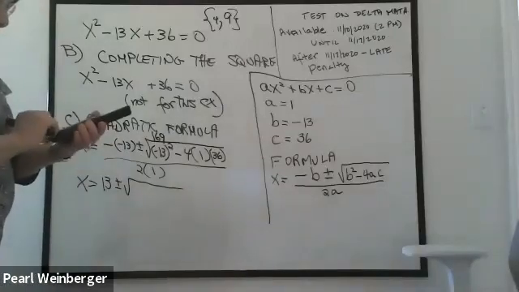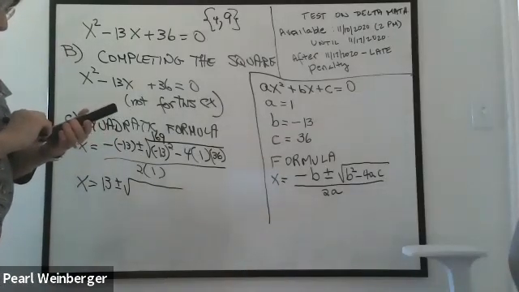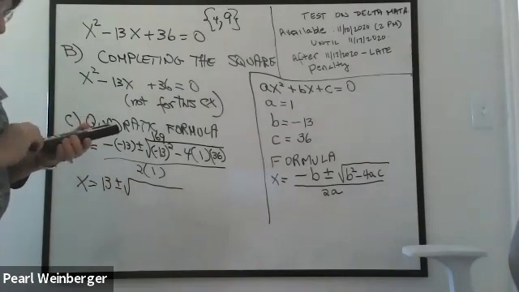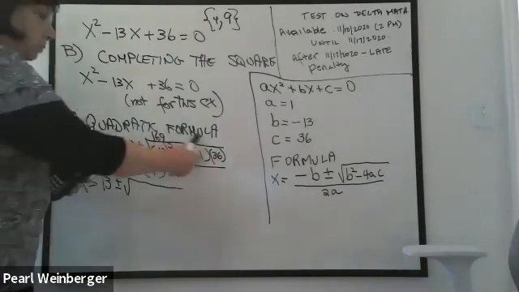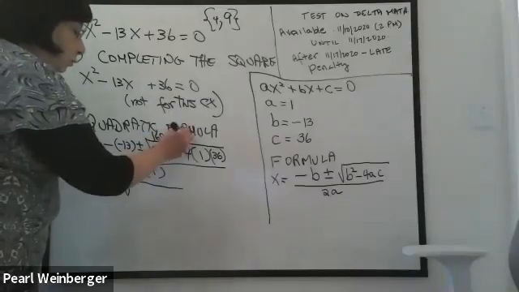Then I have minus, so I have negative 4 times 1 times 36, because I'm just multiplying these together, which gives me minus 144.